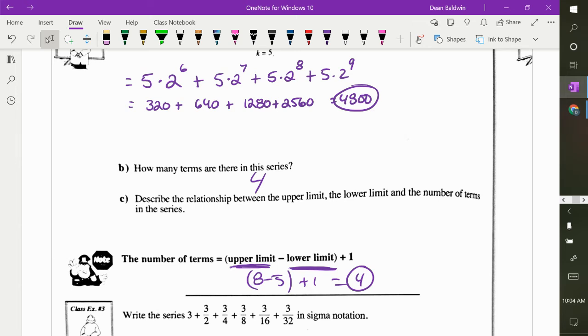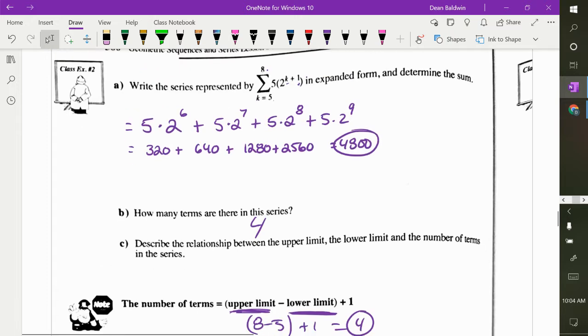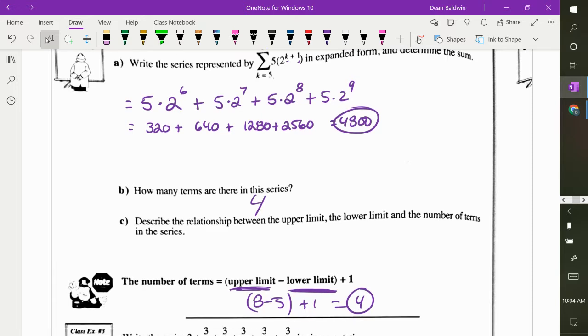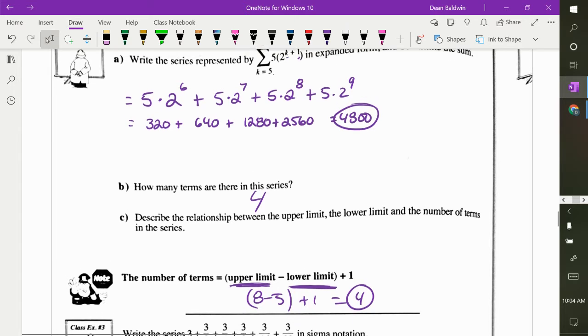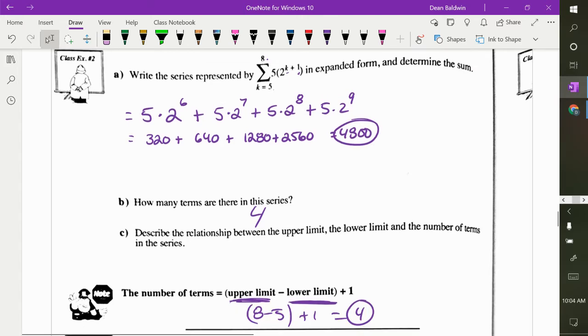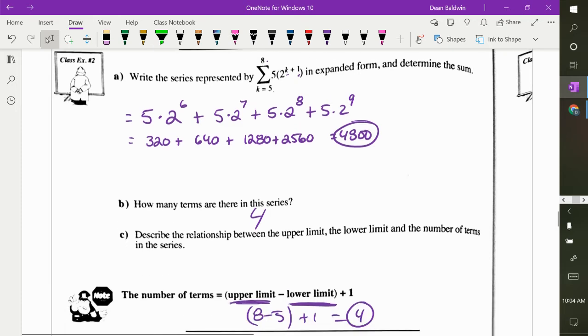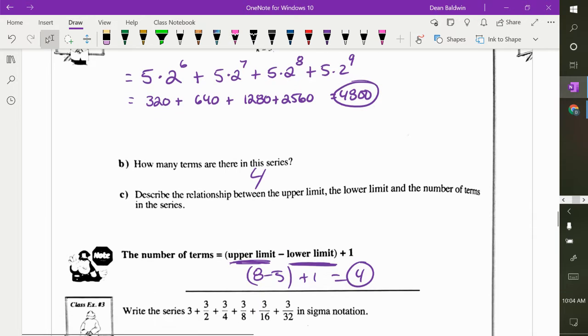All right. Is that okay? Sigma means you're adding everything together. So you literally just plug in the k values, put a plus between each term, and add them all together. That's to get the number of terms: upper limit minus lower limit plus 1.